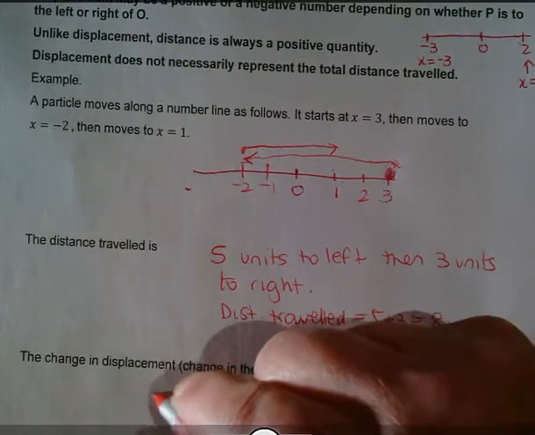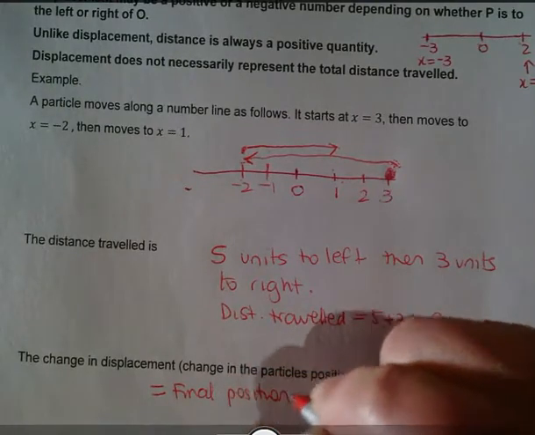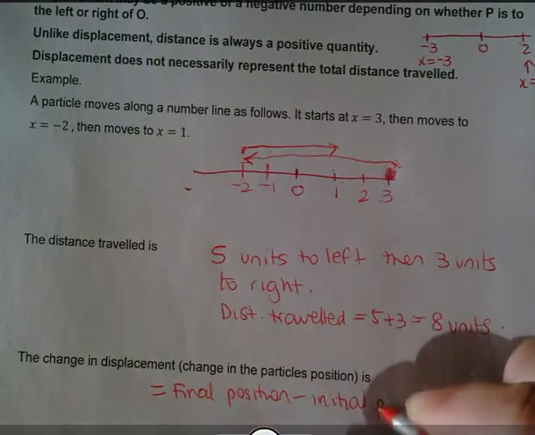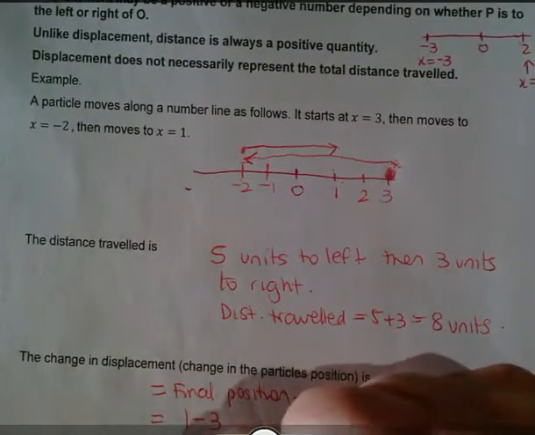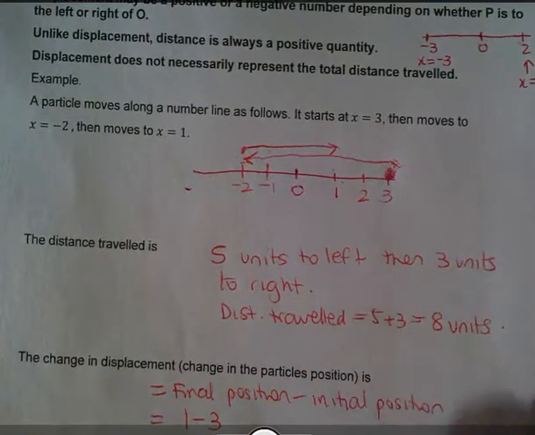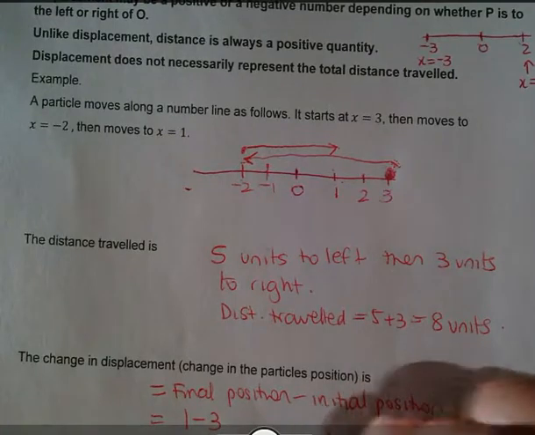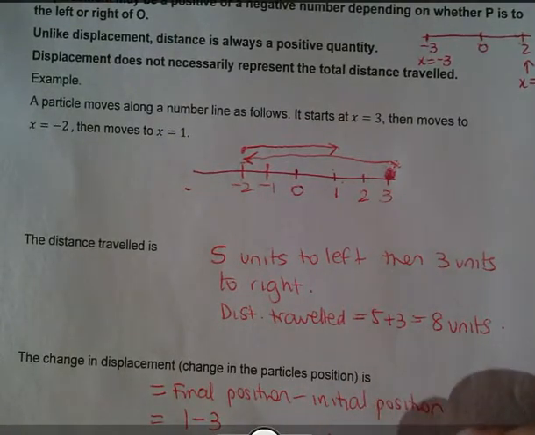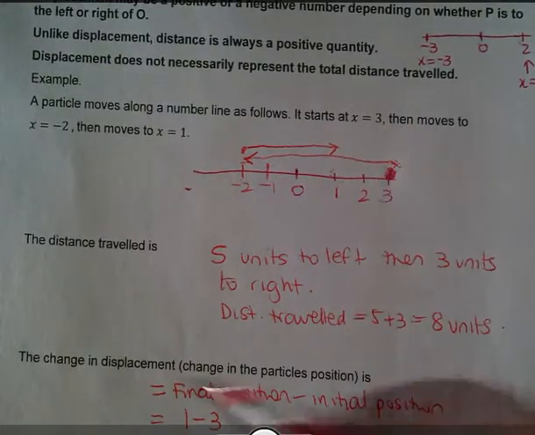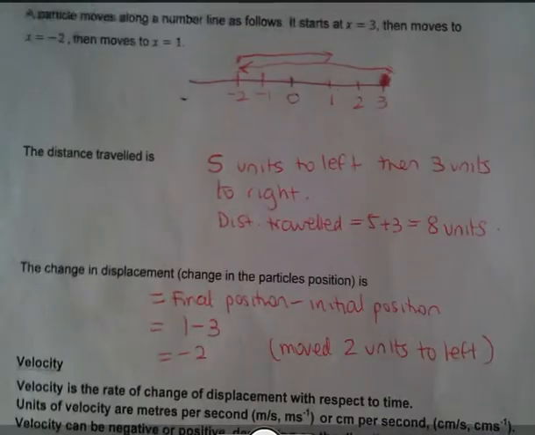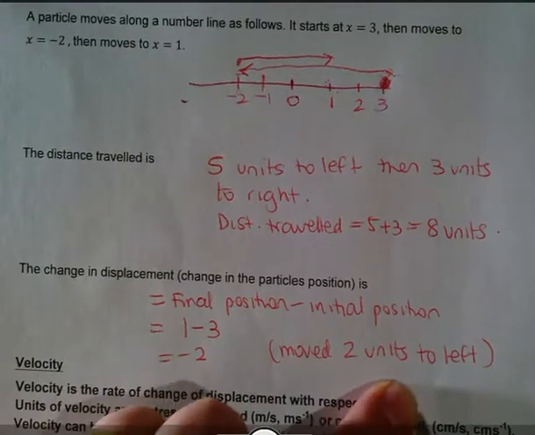So often the change would be the final position minus the initial. So it would be 1 minus 3, which is -2, but the change in position is 2 units. So this -2 would mean that it's moved 2 units to the left from where it started. But I can just look at that there. I start at 3 and I finish at 1. My change in displacement is just that I have moved 2 units to the left. So you can see how that's quite different to distance travelled.